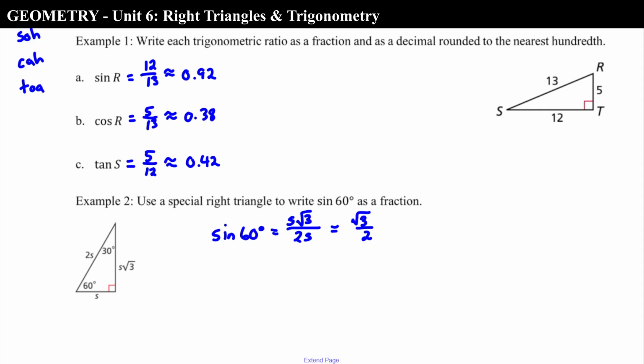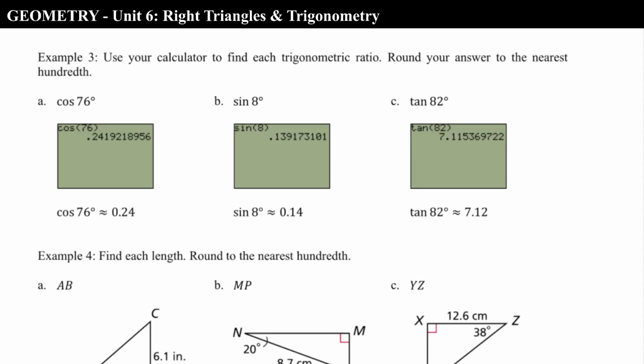All right, the next example is using your calculator to find each trigonometric ratio. And then you're going to round your answer to the nearest hundredth. So let's talk a little bit about how your TI-84 is going to work here.